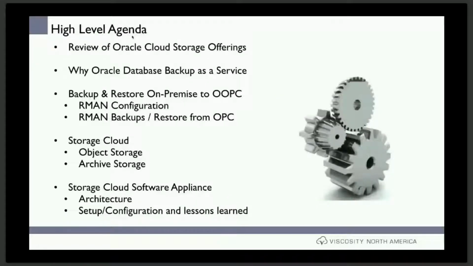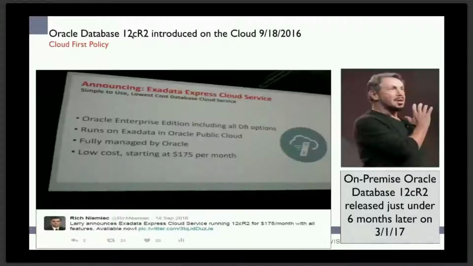All right, so here's a high-level agenda. We're going to go through the storage offerings that are in Oracle Cloud. We're going to go through the database backup as a service. We're going to go through the RMAN backup and restore from on-premise to Oracle Public Cloud, right? We're going to go through the configuration. How do we do backups and actually do a restore in Oracle Public Cloud? We're going to go through the difference between object storage and archive storage. And we're going to go through the storage cloud software appliance.